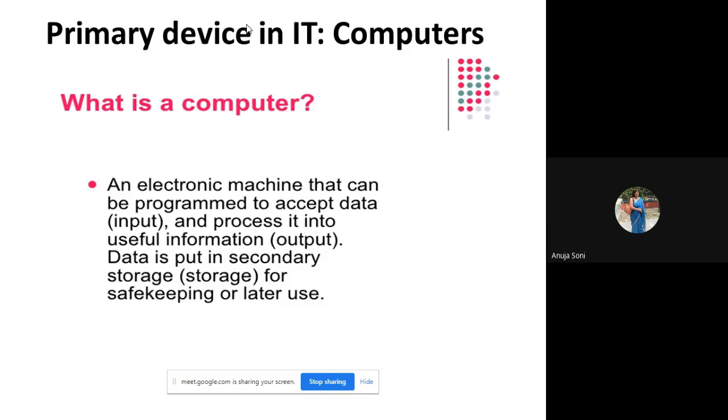A computer is an electronic machine that can be programmed to accept data, which is called your input, and process it into useful information, which is called your output data. And data is put in secondary memory for safekeeping or later use. A computer is basically an electronic device that works on the stored program concept, and the data is processed digitally in terms of zeros and ones.